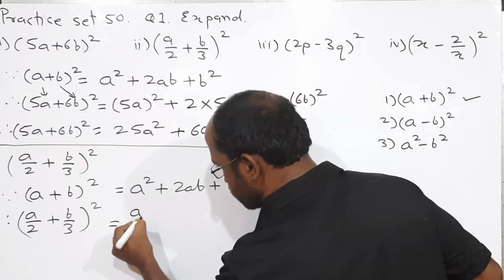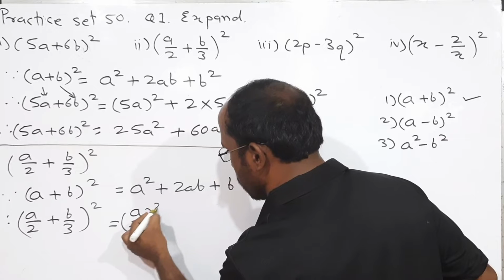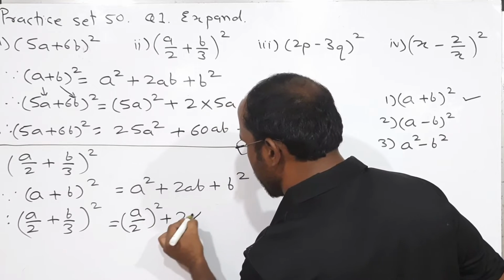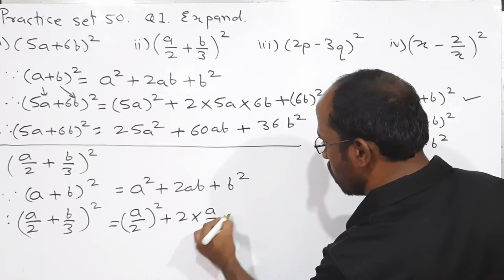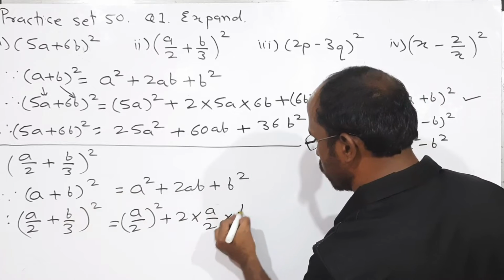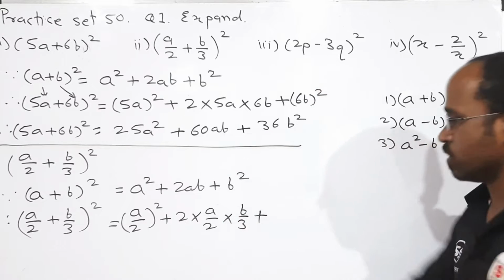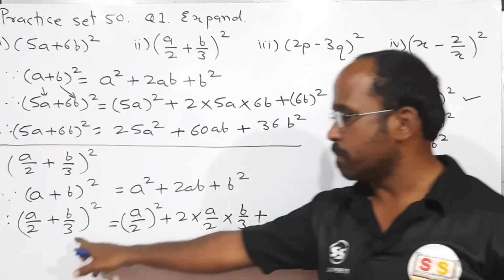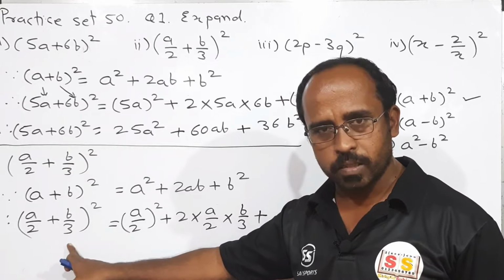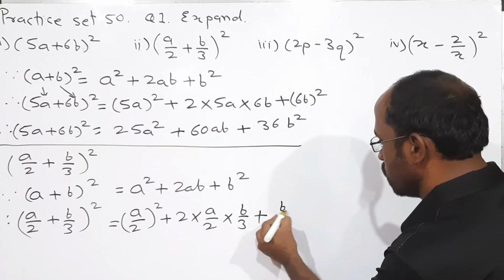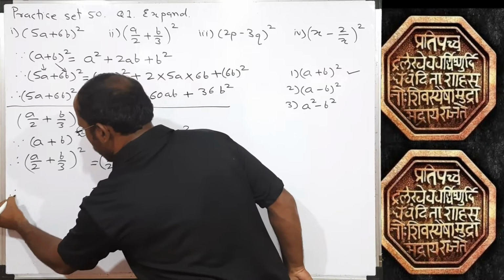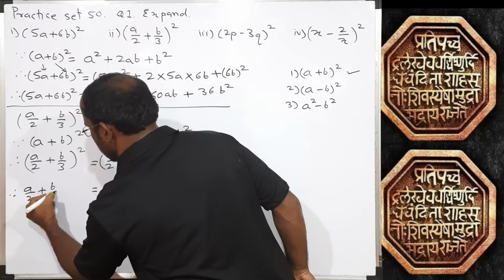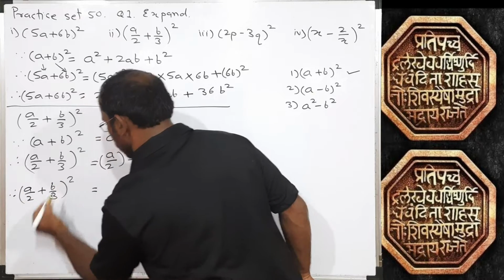So at the place we'll write a upon 2 square plus 2 multiplied by a, at the place of a we will replace a upon 2, multiplied by, at the place of b we will replace b upon 3. Clear? So this is 2ab plus b square, at the place of b we have to replace the second number in the bracket, that is b upon 3 square. Finished.